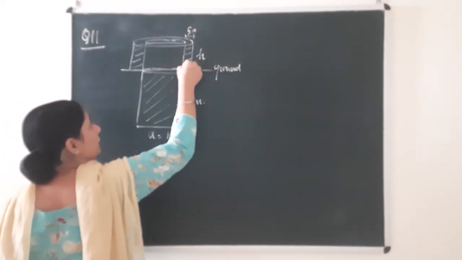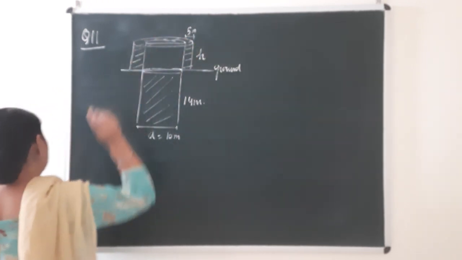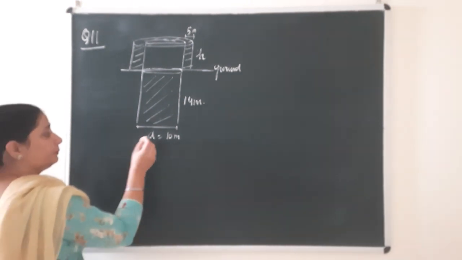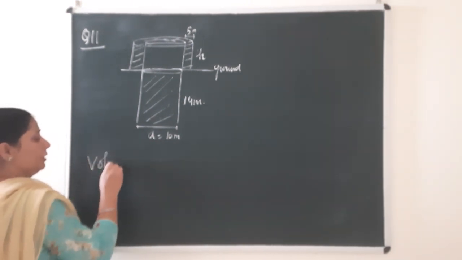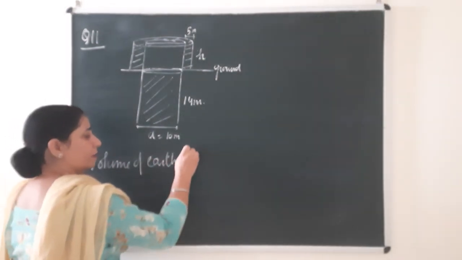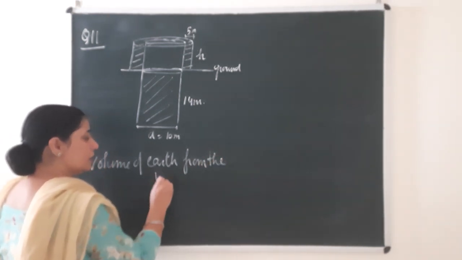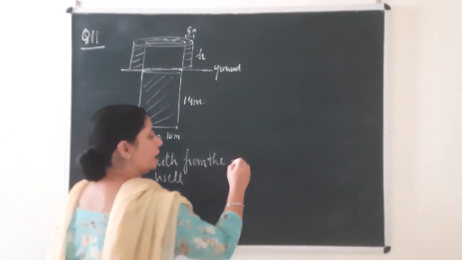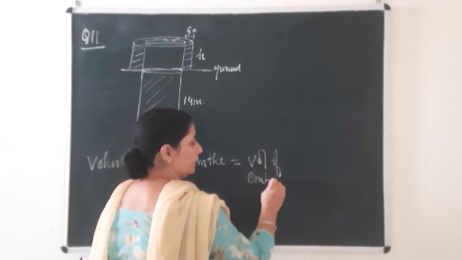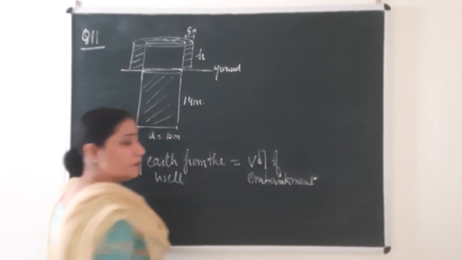Just see here. Taking the mud from here, you are putting it in this part. Okay. So what is there? Please listen very carefully. The volume of the earth from the well, the volume of the earth that you will take out from the well, that will be equal to the volume of your embankment. Okay, these two will be equal, right?